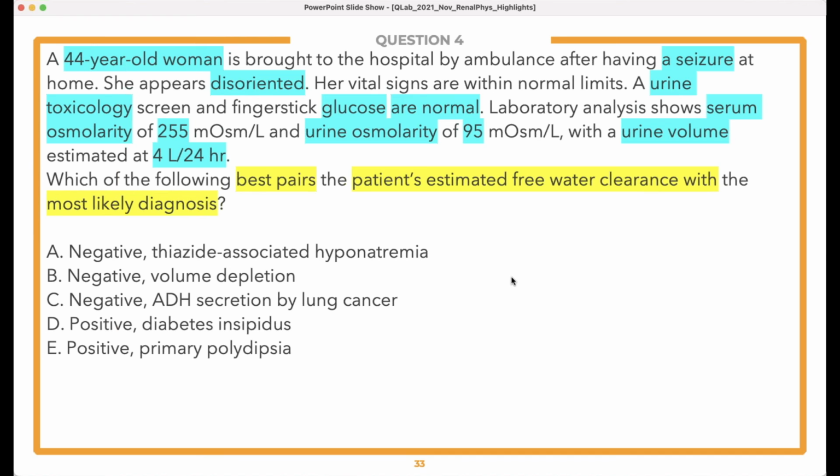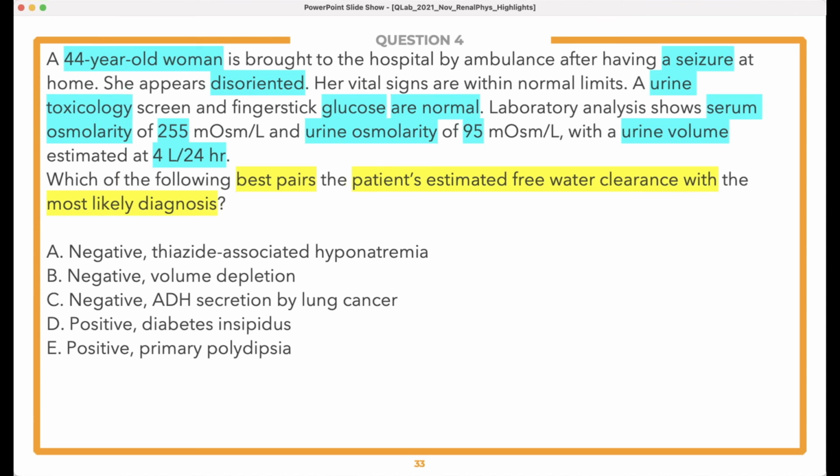Answer choice E, positive, primary polydipsia. And once again, the first half of that answer choice is the estimated free water clearance, and the second part of that answer choice is the most likely diagnosis. Answer choice D, positive, diabetes insipidus. C, negative, ADH secretion by lung cancer. B, negative, volume depletion. And A, negative, thiazide-associated hyponatremia.